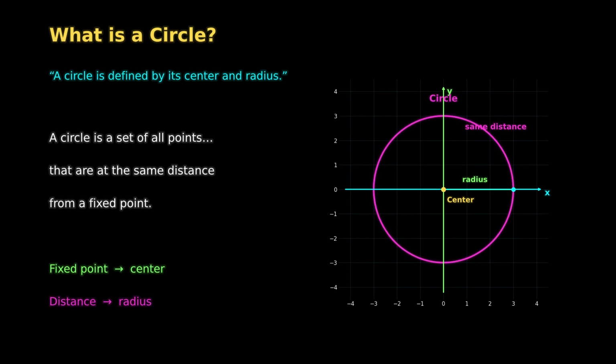A circle is the set of all points that are at the same distance from a fixed point. The fixed point is called the center, and the distance is called the radius. A circle is defined by its center and radius.